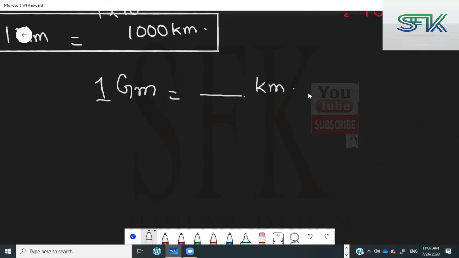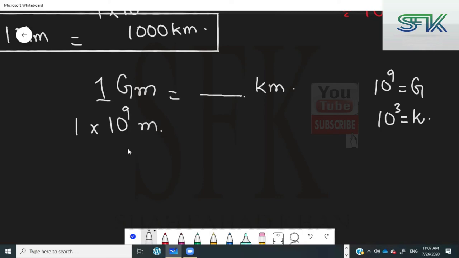Let's see. For this, you need to know the meaning of giga, which means 10 raised to the power of 9. You need to know the meaning of kilo, which means 10 raised to the power of 3. All right. Now, instead of writing giga, I can replace it with 10 raised to the power of 9 meters.